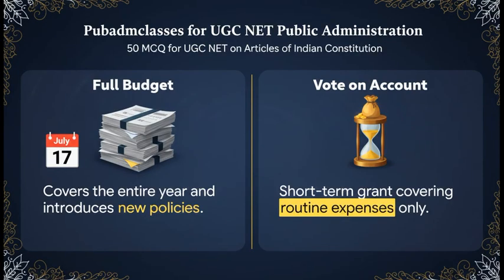But you might be wondering, what happens if time runs out? Or what if it's an election year and a full budget can't be passed before the new financial year kicks off on April 1st? Does the government just shut down? Well, no. This is where the vote on account prevents a U.S.-style government shutdown. While a full budget covers the entire year and brings in new policies, a vote on account is strictly a short-term advance grant. It usually covers just 2 months to keep routine, essential services funded. It doesn't introduce new schemes, and legally it cannot alter direct taxes. It's really the ultimate stopgap measure.